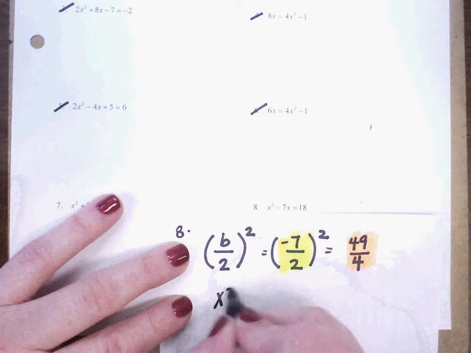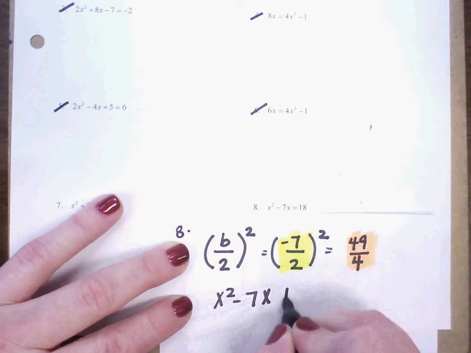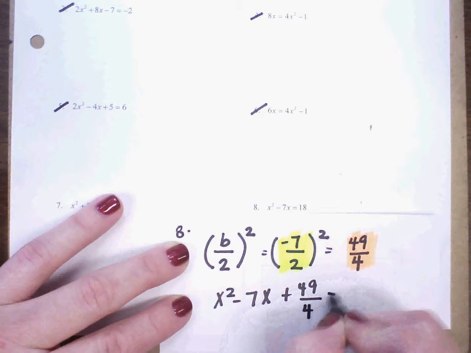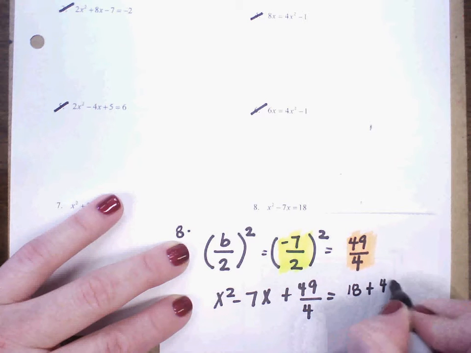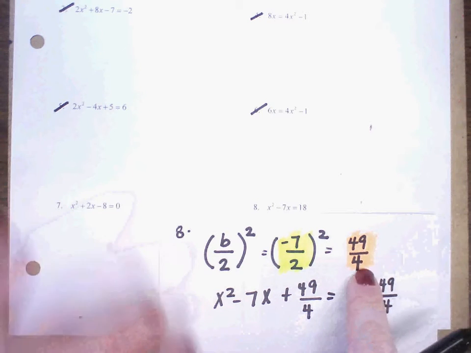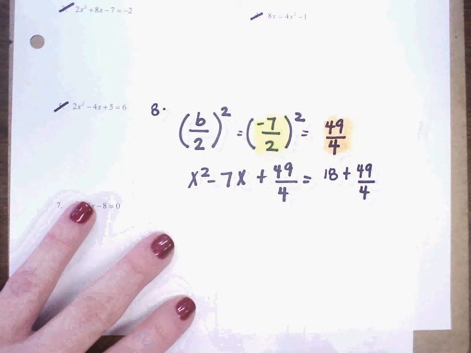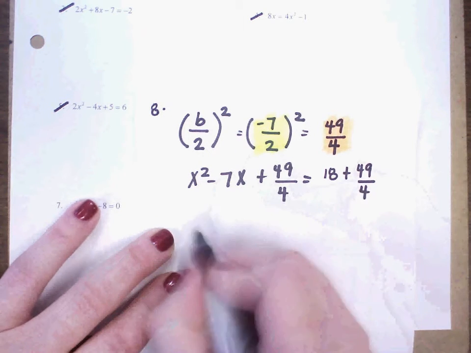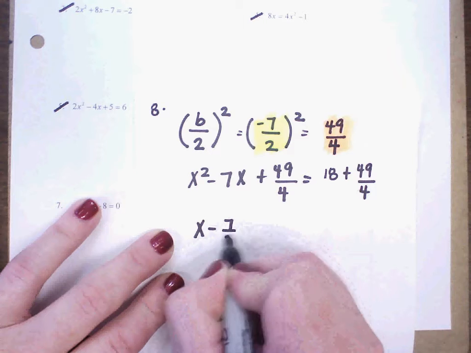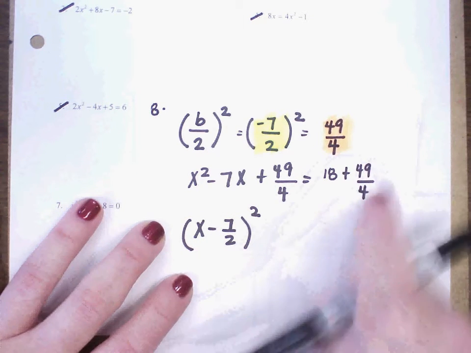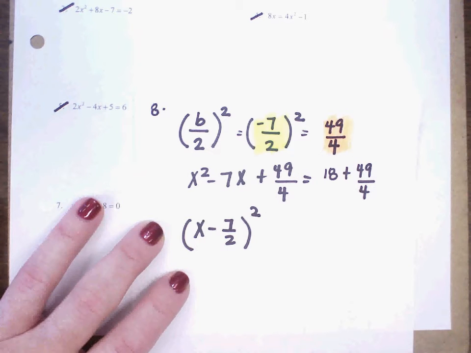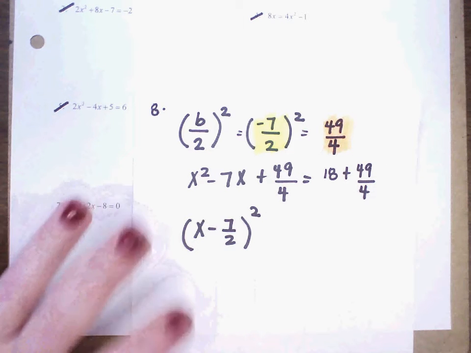Yay? All right, so then this becomes x squared minus 7x plus 49 over 4. And then 18 plus 49 over 4. That's what I'm going to use to add. Now this is what I'm going to factor with. X minus 7 halves squared. And then you can do this in the calculator. Tell me how much that is.